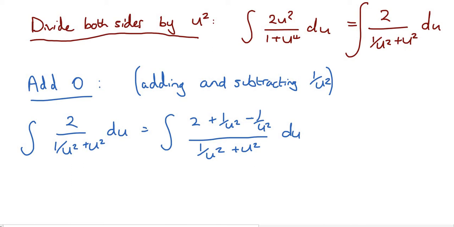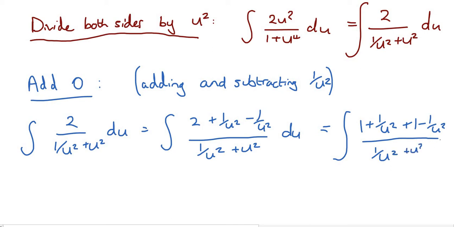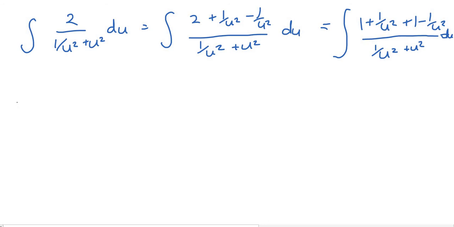And why have we done this? Our plan is to separate this into two more manageable integrals. We know that 2 is 1 plus 1, so we can change this into 1 plus 1 over u squared plus 1 minus 1 over u squared, all over 1 over u squared plus u squared du. Okay, we're looking good, and now we can separate the integral as follows.